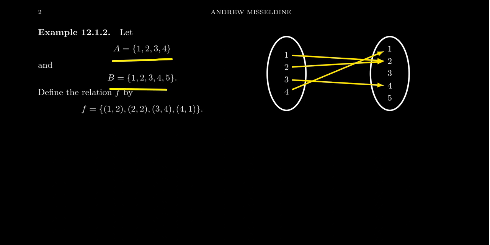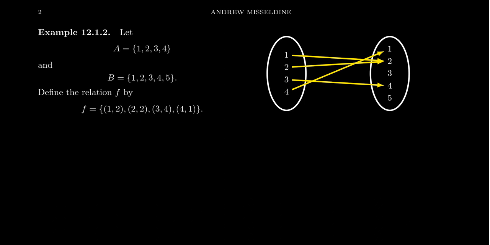And our codomain will be something similar: {1, 2, 3, 4, 5}. And so the codomain will contain five elements in this situation. Then the function is a collection of ordered pairs. For this one, let's define our function to be the set of pairs (1, 2), (2, 2), (3, 4), and (4, 1). There are a couple of ways you want to think about this.